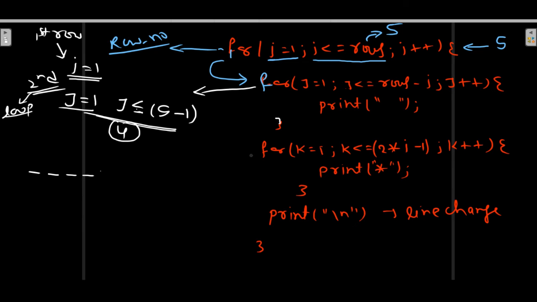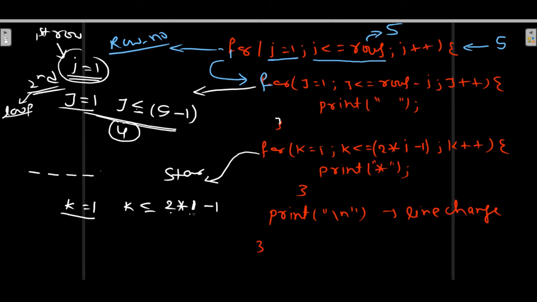Okay, what is this for loop doing? This for loop is responsible for printing stars. So how many times will this for loop execute for the first row? For the first row, what is the value of I? It is 1, right? It will start from k equal to 1, and it is running up to less than equal to 2 into I minus 1, where I is the row number. For the first row, it will be 2 into 1 minus 1, that is 1, right? Its value will be 1.